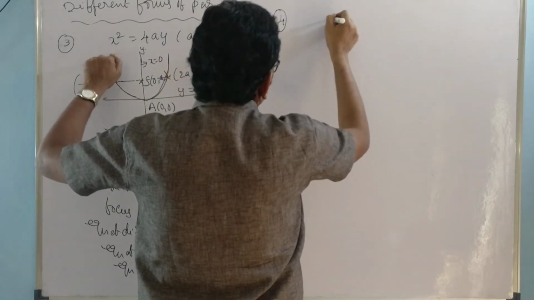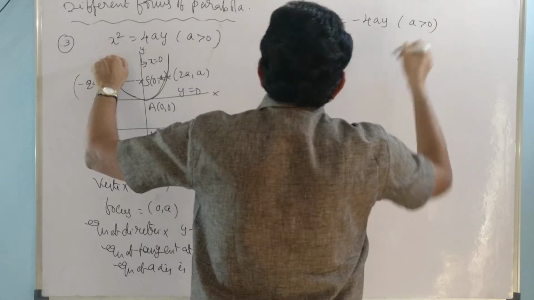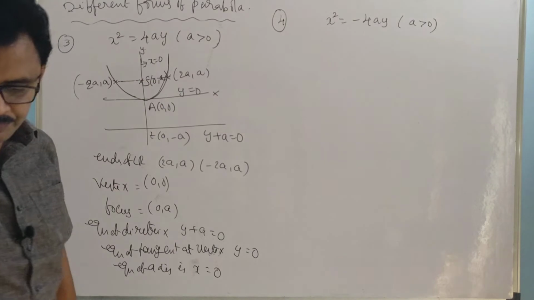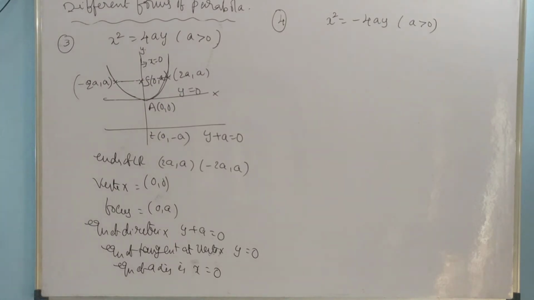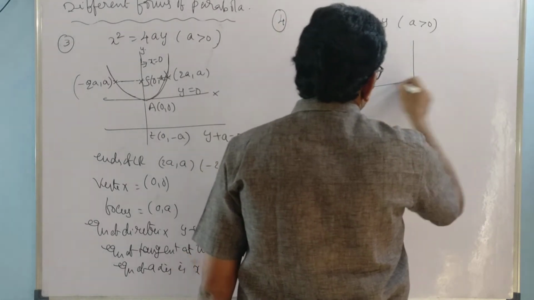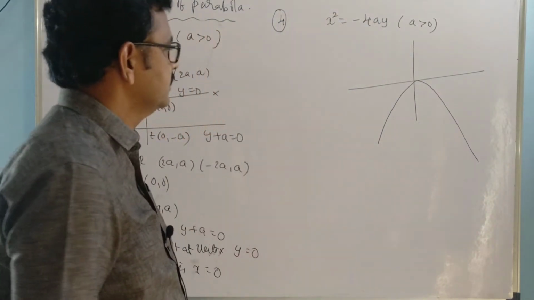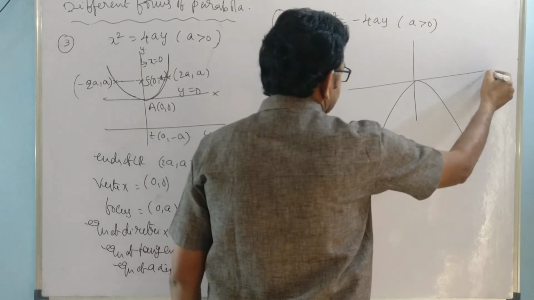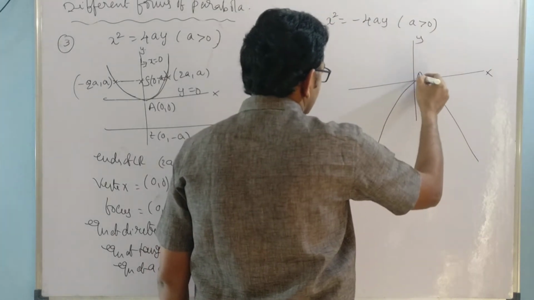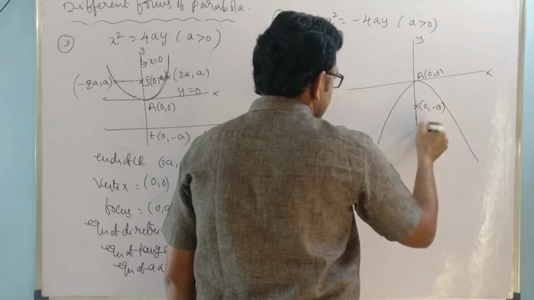Next one, in the equation of parabola x square equal to minus 4ay, where a is positive. So the parabola is like this, a downward parabola. This is the x-axis, this is the y-axis. Vertex 0, 0. Focus 0, minus a.